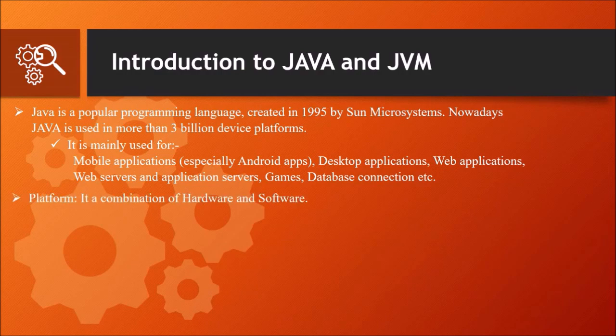Now, what do you mean by platform? Platform is the combination of hardware and software. Without a platform, Java programs cannot run on any device. Java can be used to create two kinds of programs.